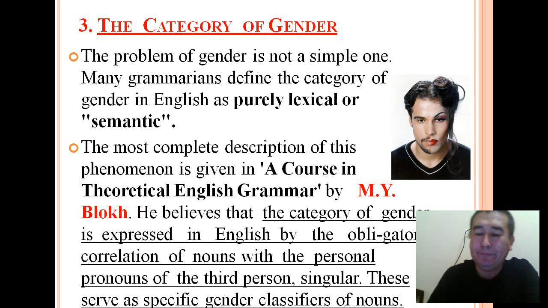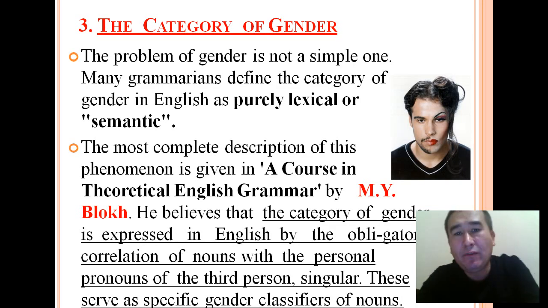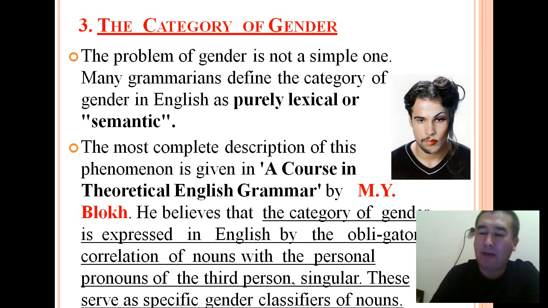The problem of gender is not a simple one. Many grammarians define the category of gender in English as purely lexical or semantic. The most complete description of this phenomenon is given in A Course in Theoretical Grammar by Blokh. He believes that the category of gender is expressed in English by the obligatory correlation of nouns with the personal pronouns of the third person singular. These serve as specific gender classifiers of nouns.